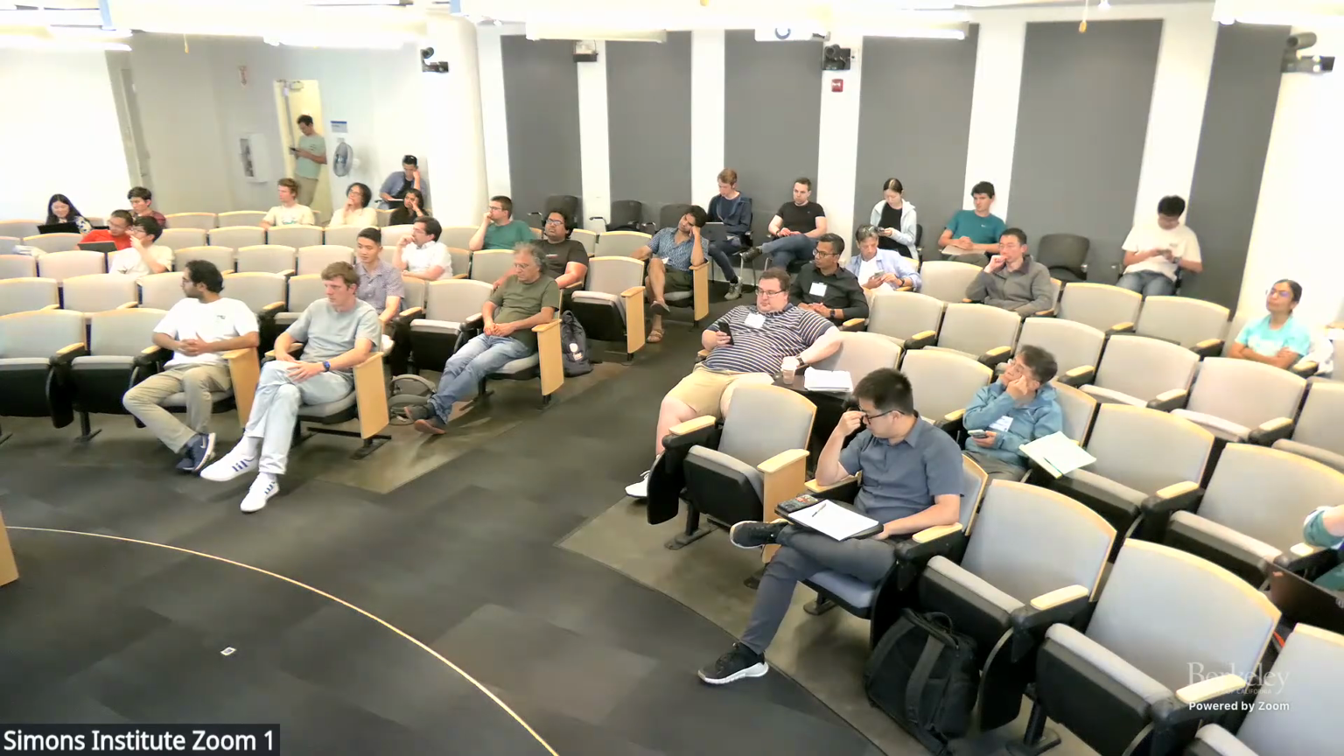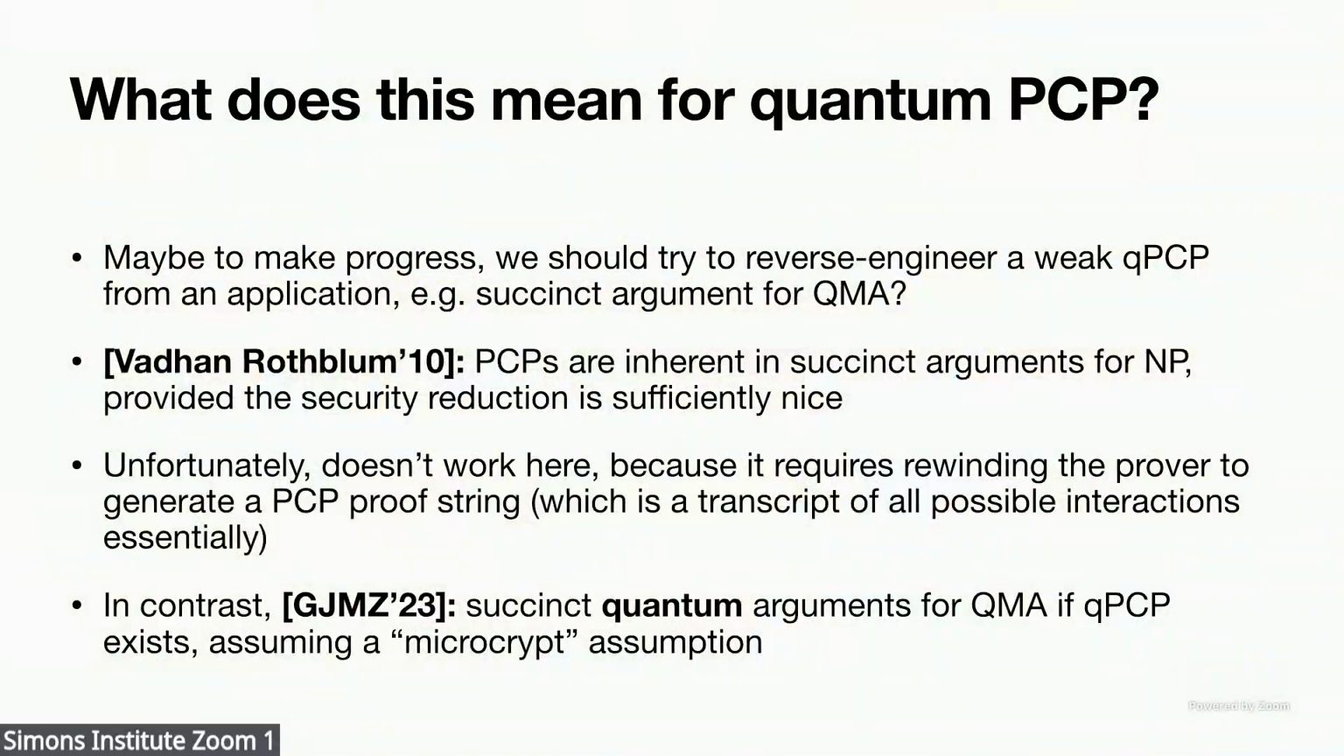But I don't know how to make a result like this come through for these succinct arguments. And in contrast, we do have a very interesting result from 2023, by Gunn, Ju, Ma, and Zhandry. It is known that succinct quantum arguments for QMA can be constructed using a quantum PCP in a kind of different world. So in the world of microcrypt, where you have cryptographic assumptions that are much weaker than even one-way functions. So there seems to be something interesting going on here, in that in the world of mainstream cryptographic assumptions, this question of succinct arguments for QMA seems decoupled from quantum PCP.